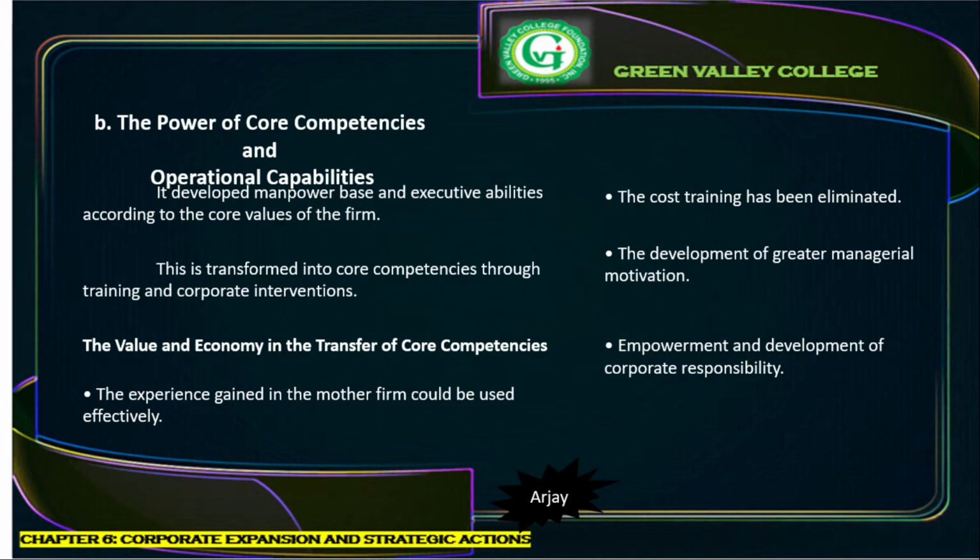Next, we have the cost of training being eliminated. It means the training and expertise in the mother unit could be eliminated as the managerial expertise gained could be utilized immediately in the new business venture. Managerial values are core competencies that rivals could have difficulty understanding and imitating. The development of these core values has been gained through corporate interventions and trainings.